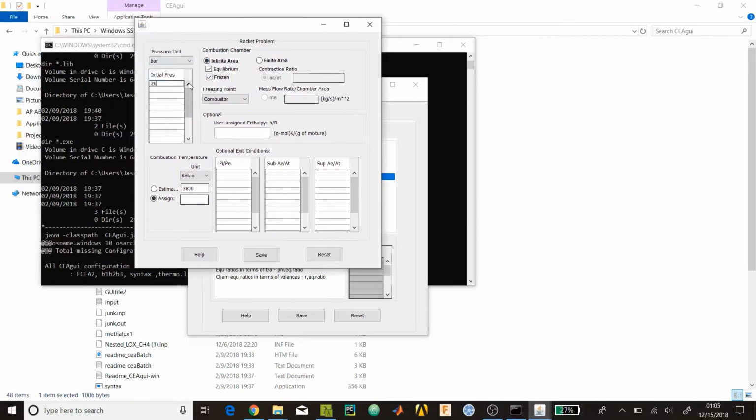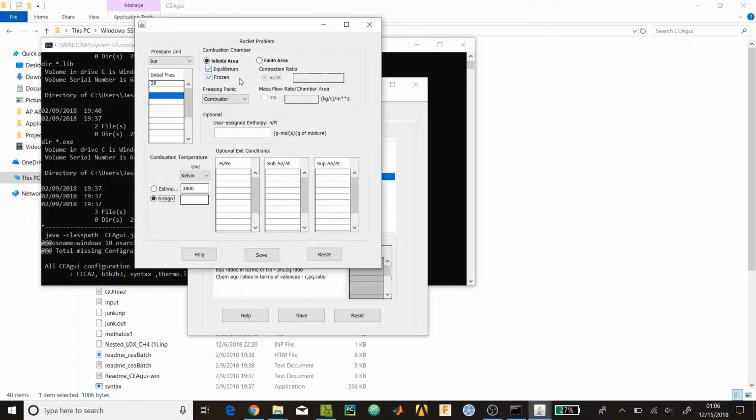What you want to start with is just rocket, because it's a rocket problem. You can set your initial pressure, which in our case would be 20 bar. You want to leave your combustion temperature assigned because you want it to predict your combustion temperature. For the combustion chamber, this is really down to what you want to solve for. You can do infinite area or finite area. I'm going to leave it at infinite area because I just want to know the theoretical maximum performance I can expect out of the engine and work my way down from there.